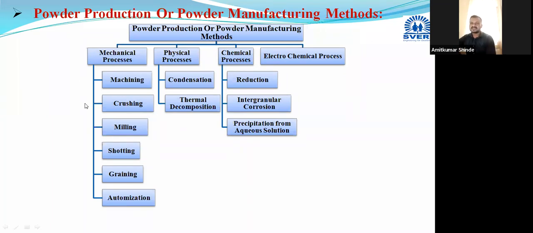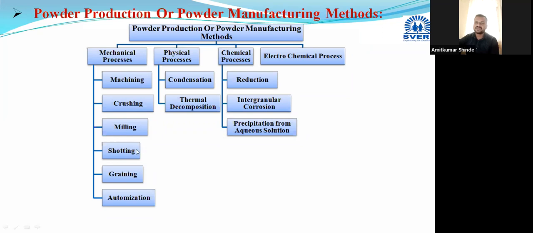Now in these first three stages, the production rate is very low. Then in the remaining three methods, shooting, graining and atomization, the production rate is very high. Now the fourth mechanical process of manufacturing of the powder is shooting.